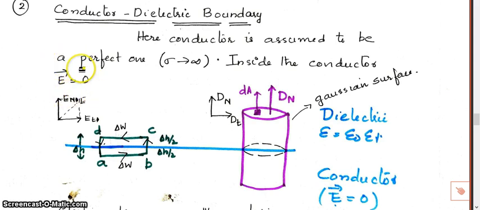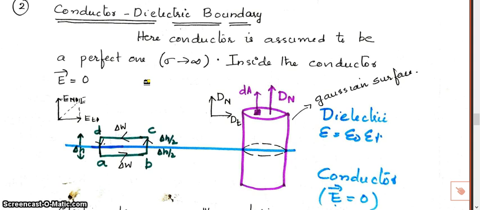I already told you that in the case of a conductor, the electric charge always tends to move towards the surface of the conductor, and all the charge resides over the surface. Actually, this behavior is possessed by the charge in order to maintain equilibrium. So we can say that inside the conductor the electric field is 0, and on the surface of the conductor the electric field is not equal to 0. Okay.